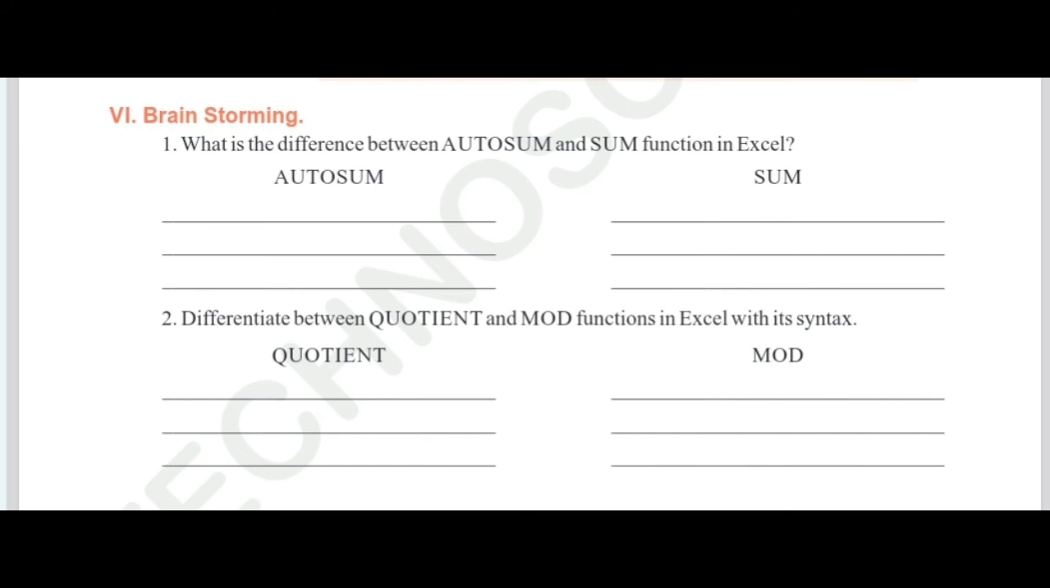Quotient and mod functions. When you divide two numbers using the quotient function, it will not return the remainder. The mod function will return the remainder value. So this is the difference.